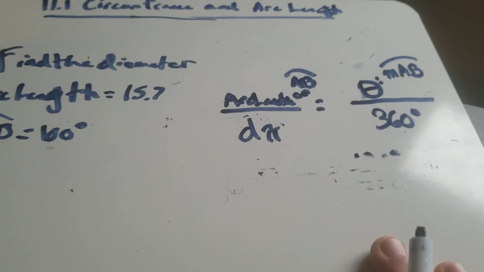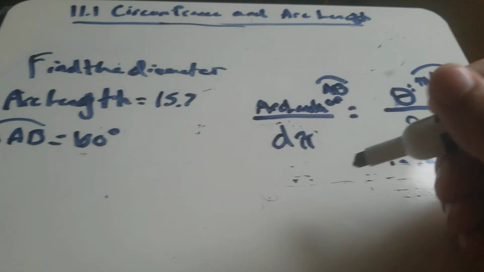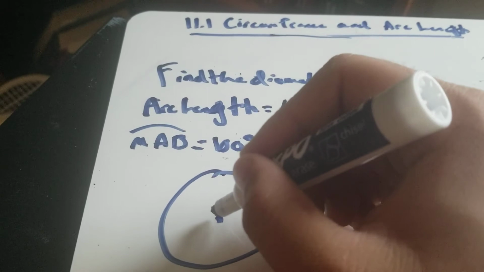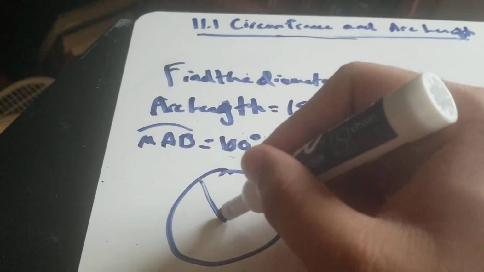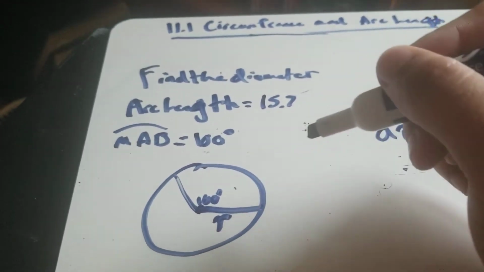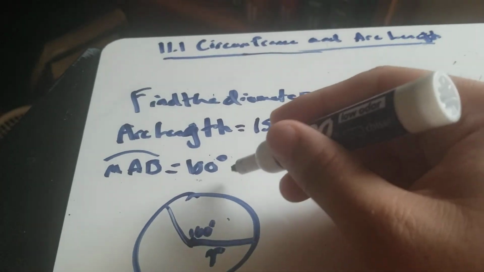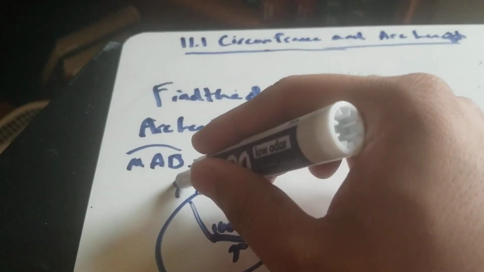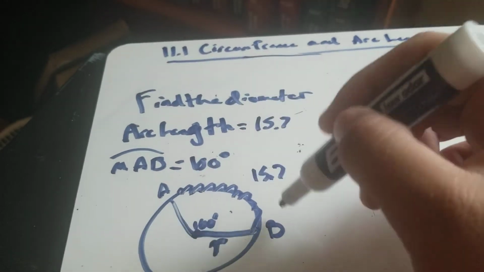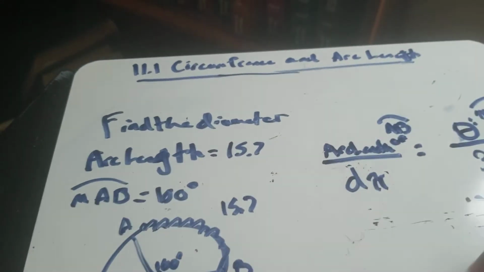Okay, so let's plug in our numbers. So first thing, the arc length is 15.7. Oh, and let me just draw it as a circle just so we have a little visual. So 100 degrees is a little bit bigger than 90. So we know this is 100 degrees. We don't know what the radius is yet, or the diameter. And then we know this length here from A to B is going to be 15.7. These letters could be anything. It could be D to F. It doesn't really matter, but that's important to know. Okay, so 15.7.